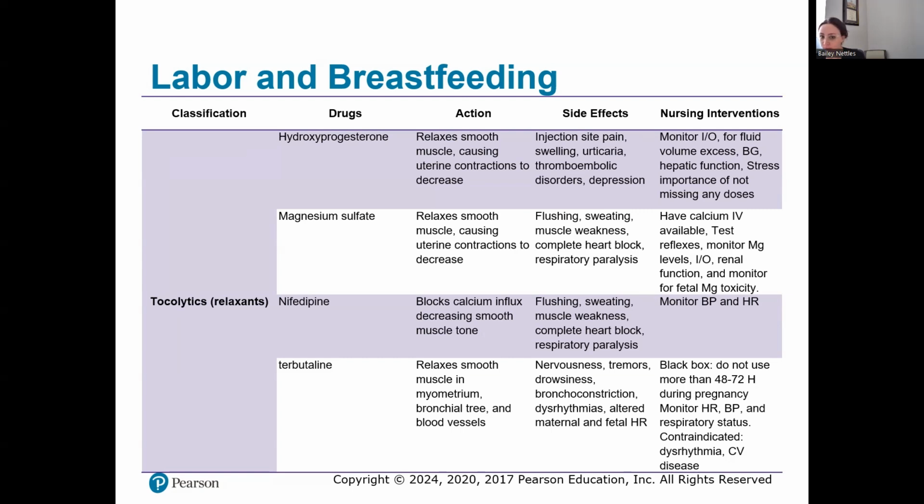Mag sulfate. That is a huge drug they use all the time in labor and delivery, okay? So it relaxes smooth muscle, causing uterine contractions to decrease. So basically the side effects are magnesium toxicity. I'm not sure if you got this in fluids and electrolytes, last semester in Pharm, or in the first semester. One of the semesters you should have had magnesium sulfate. There was a box in the book.